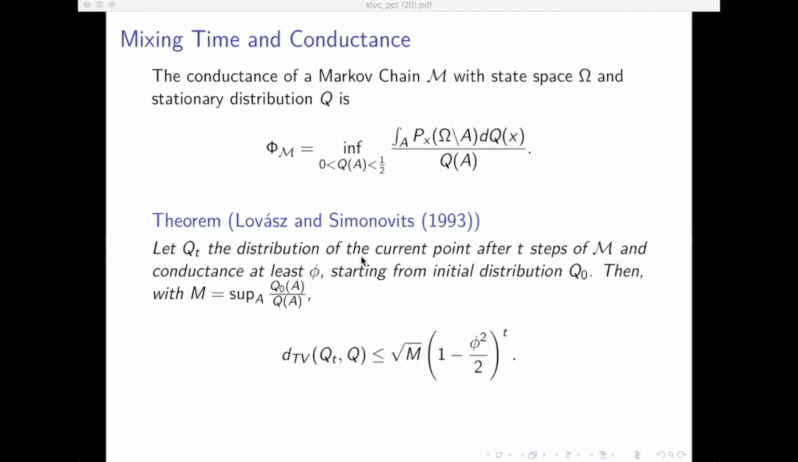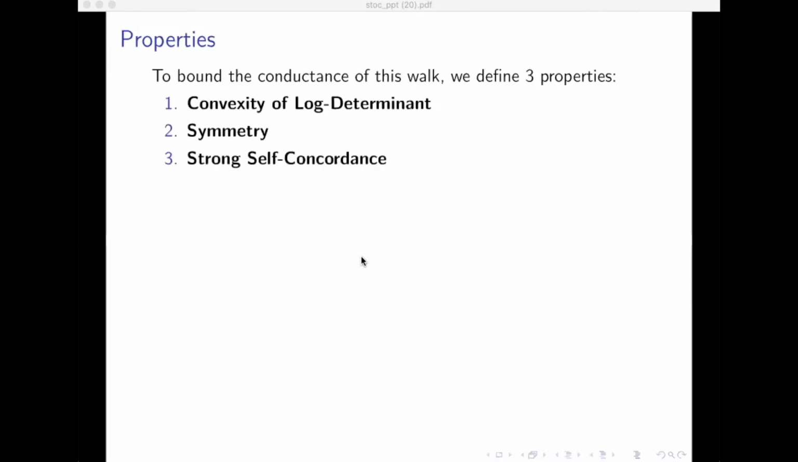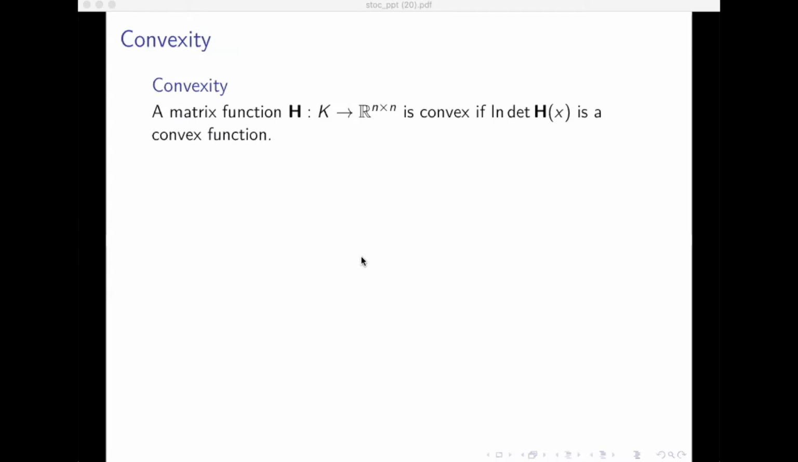To bound the conductance of this walk, we define 3 properties for a matrix function. These are convexity of the log determinant, symmetry, and strong self-concordance. A matrix function H is convex if the log determinant of Hx is a convex function. For the log barrier, the log determinant of the Hessian is convex. The next property is nu-bar symmetry.